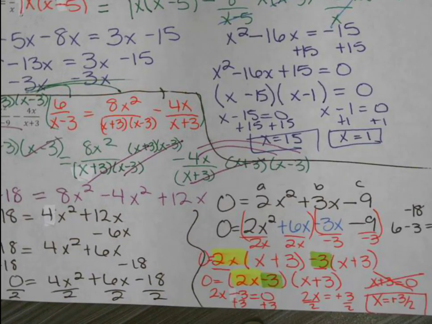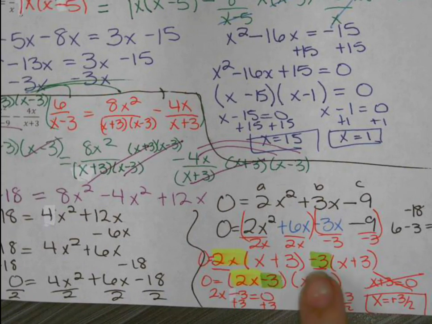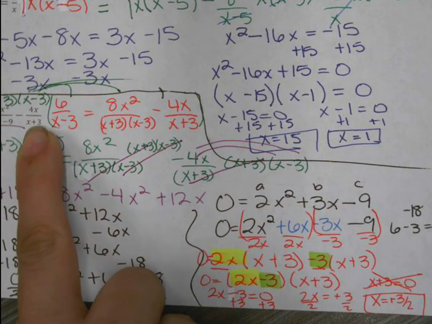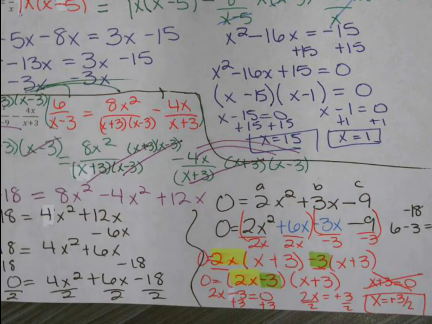2x equals positive 3. And then I divide it by 2 to get positive 3 halves. Yeah. Because I can't use the other one because it's a denominator. I can't do that one though. Because x plus 3 was one of my denominators over here. And whenever it's a denominator, I can't have it equal 0, right? So that's why I can't solve that one, because it's not going to work.